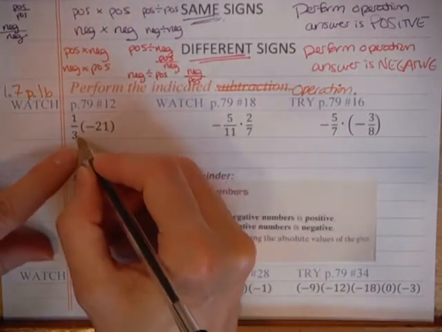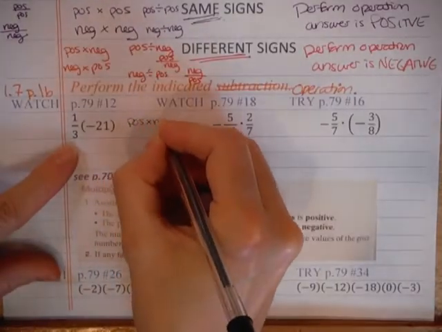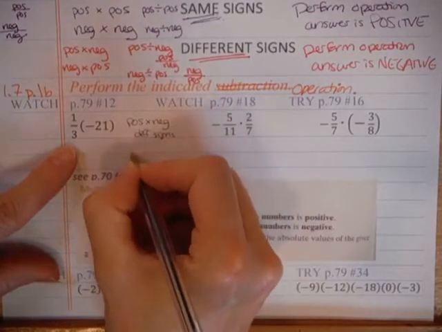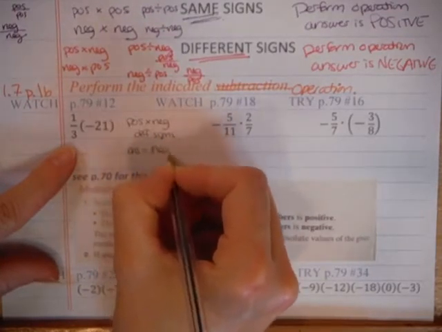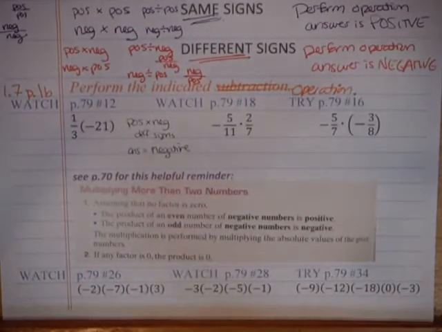Write out what you see. I see a positive times a negative. Positive times a negative. Those signs are different. My answer is going to be negative. And just kind of talk yourself through it, write it out for yourself. You don't have to do this, but again, you want to come up with the skills that are going to help you get ready for the test, okay?